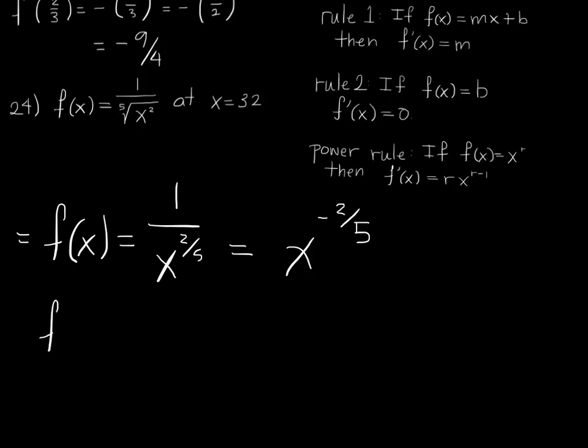So then f prime of x is negative 2/5. Bring the power down. x to the negative 2/5 minus 1, so that's negative 7/5.